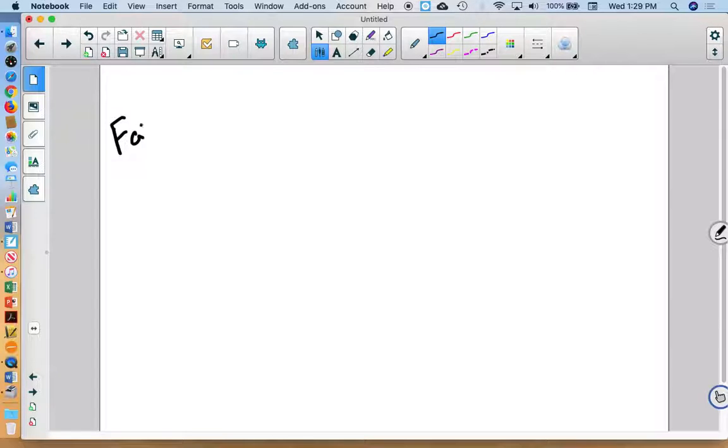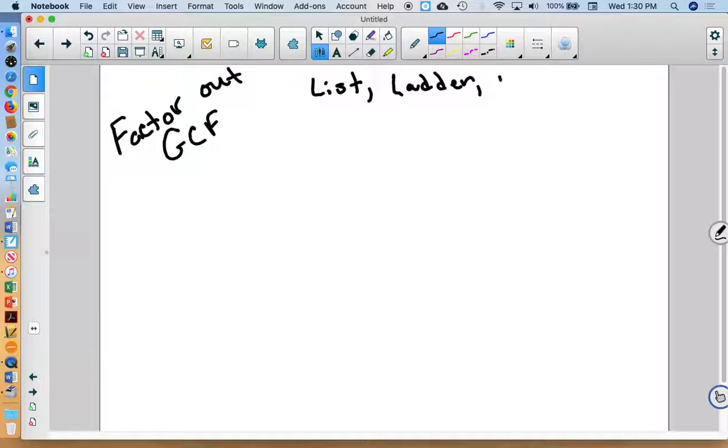Factor out GCF. If you're factoring out the GCF, there are three different ways you could do it. You could use the list to find the greatest common factor. You could use the ladder, or you could use prime factorization, whichever you want. Okay? I personally prefer the ladder.